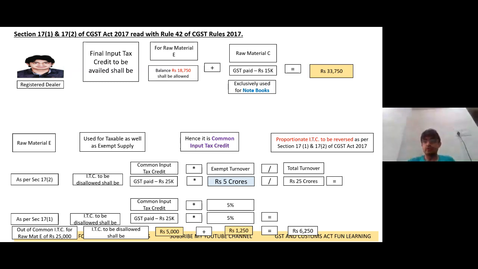Okay, so this is our 17(1) and 17(2). Since it is useful for non-business purpose, we have further reversed 5%. So please listen to this 5% point.